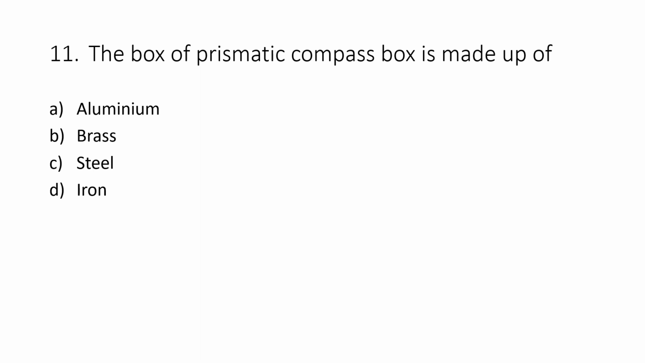The next question is also a repeated question. The box of a prismatic compass box is made up of A. Aluminium, B. Brass, C. Steel, and D. Iron. Our answer is option B. Brass.